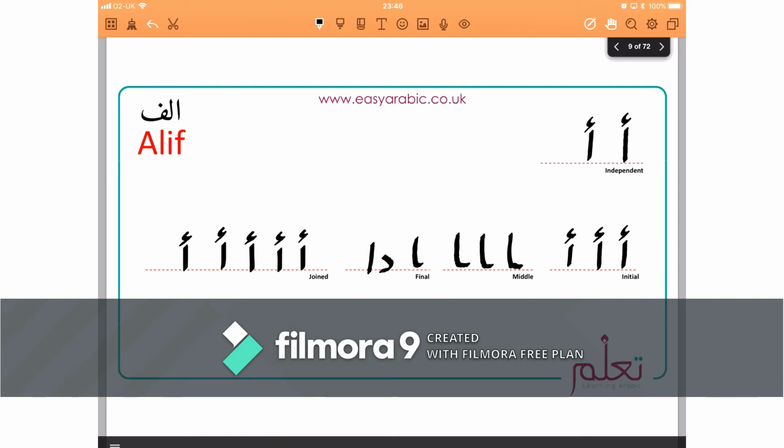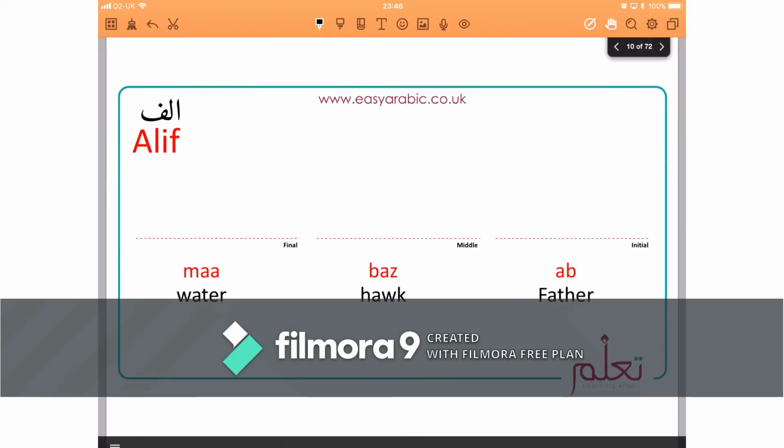The next one, before we do that, we're going to have a look at an example of using the alif. The first one we're going to look at is the word ab. When we write this in Arabic, with the hamza, and then we have the letter ba, which is like this.